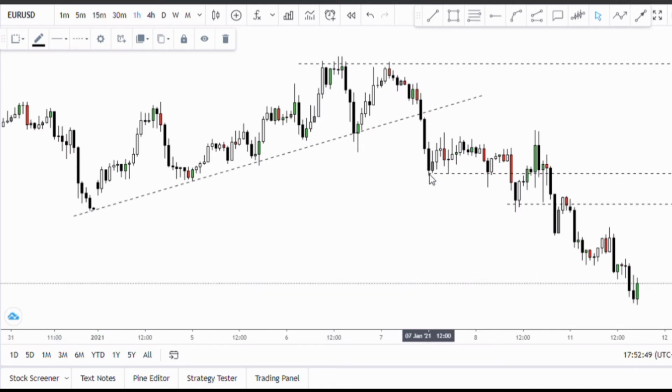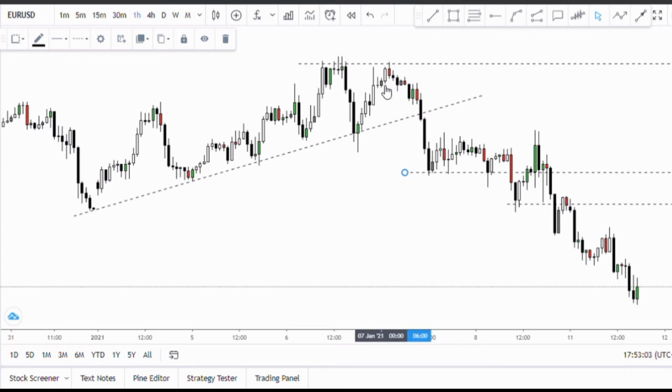The question is, why didn't I put this as my low for impulse 1? Most people would ask this question. Why didn't I put this as a low for impulse 1? See, the thing is, this could have been the high and this could have been the low of our impulse 1. It really could have been.